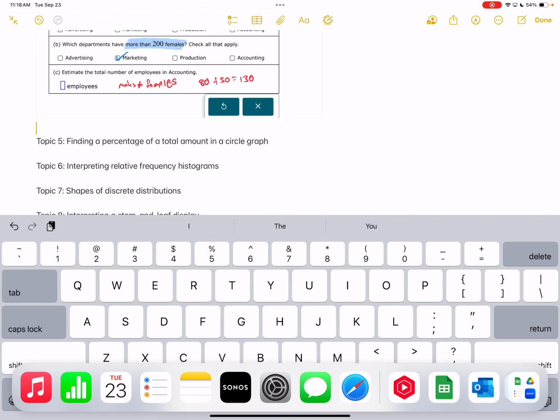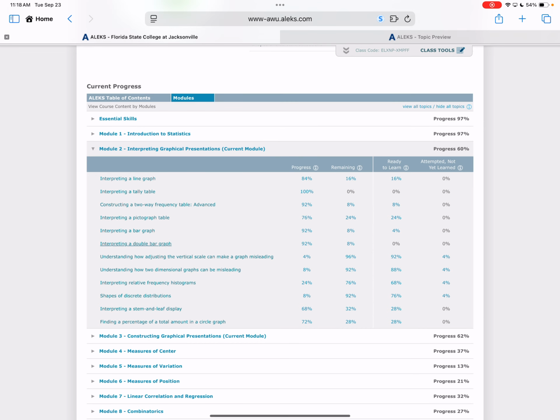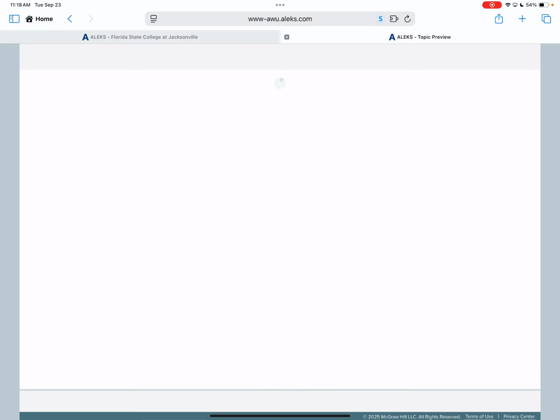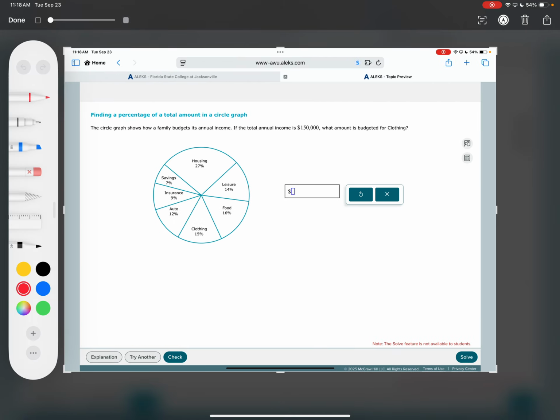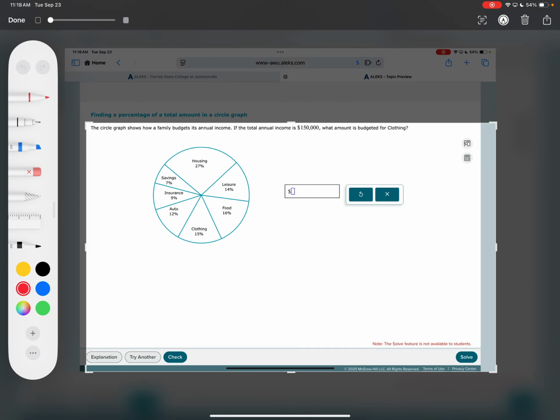Finding a percent of a circle graph. Is this the one that's hard? No, I think I deleted the one that's hard. So this one, you do have to be careful in Alex the way they do this, and maybe I'll generate a different one to show you.